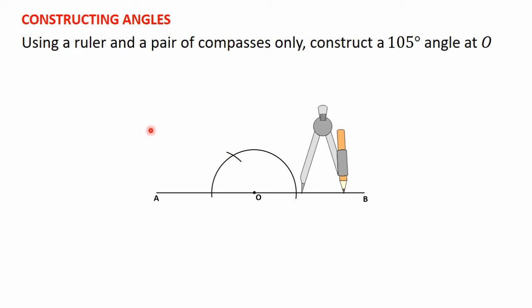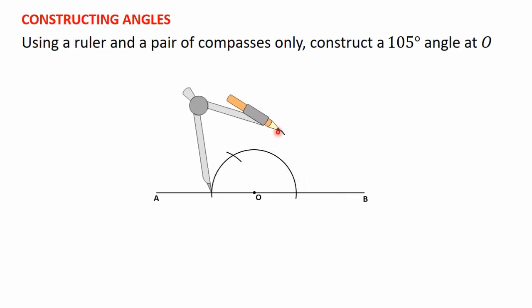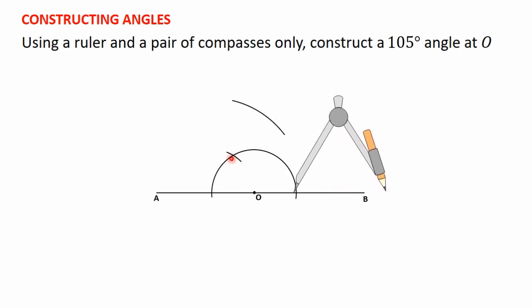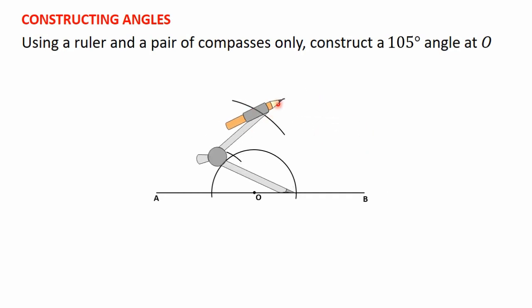Now, let's construct the 90 degrees angle by bisecting the semicircle. To do that, you move the needle of the compass to this point, then you move the needle of the compass to this point, then you adjust the compass a little bit, then you turn it and construct an arc here. After that, with the same radius, you move the needle of the compass to this point here, then you turn the compass and construct another arc to intersect the first one that you constructed.